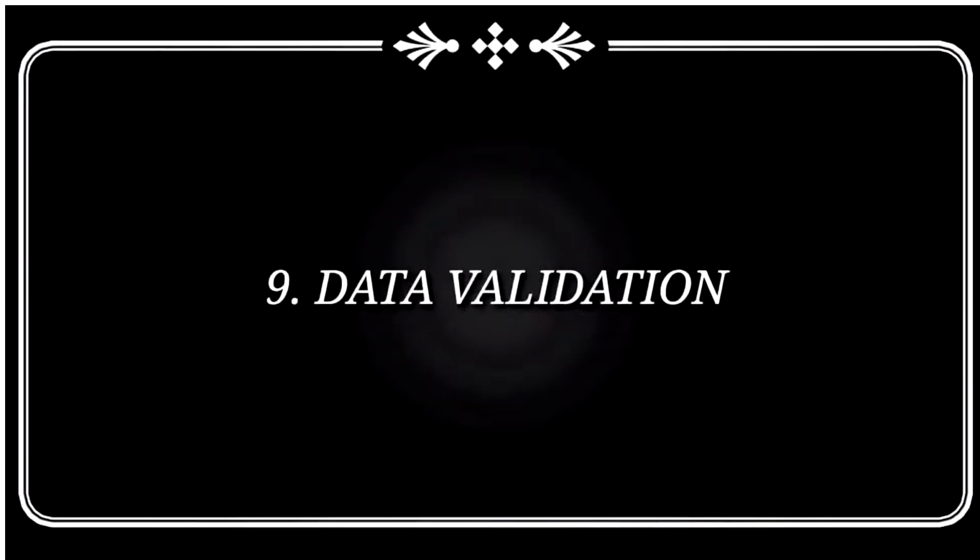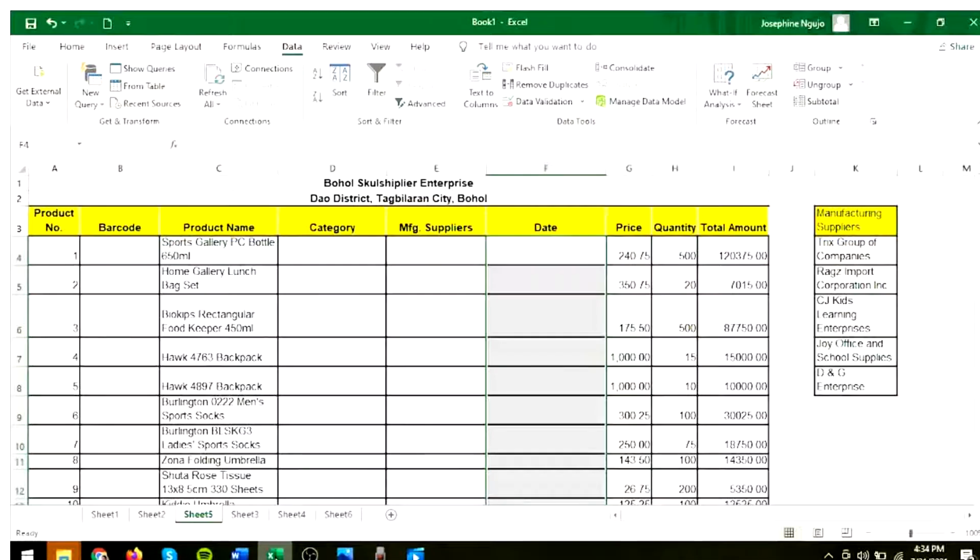Number 9. Data validation. In this video, we are looking at data validation for whole numbers, text, and so on. Right now, I have a cell G1 here, wherein I can type any value that I want.